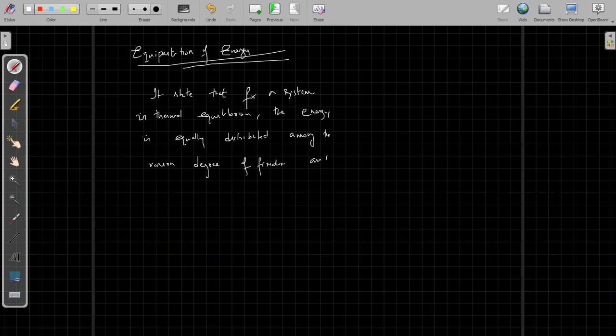And the energy associated with each degree of freedom per molecule is 1/2 kT, where k is the Boltzmann constant and T is the absolute temperature. How can I prove it? It can be easily proved.